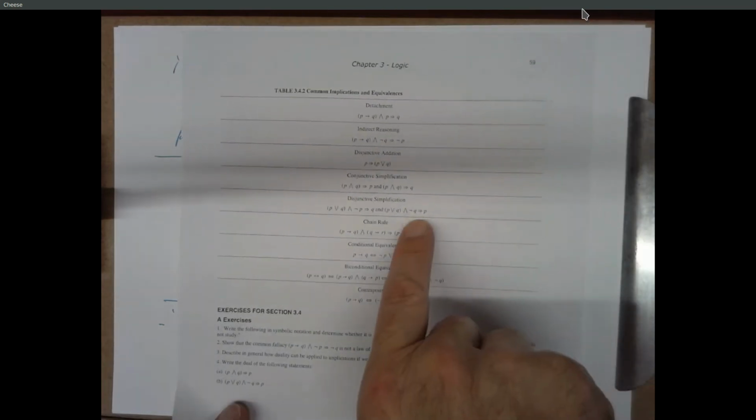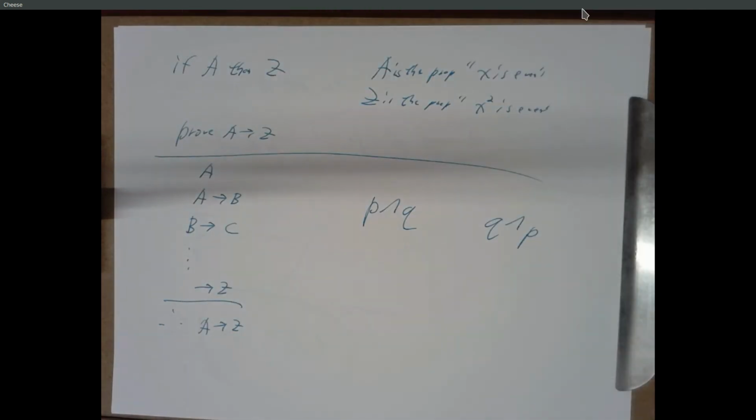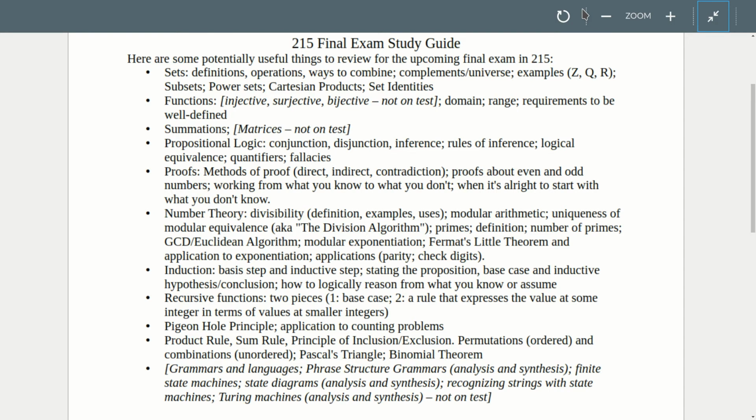So these equivalences, these double arrows that we see: if P, then Q is logically equivalent to if not Q, then not P. Those two propositions on either side of that double arrow always have the same truth value. And you can show that with truth tables, or you can show it by arguing using rules of inference and such.